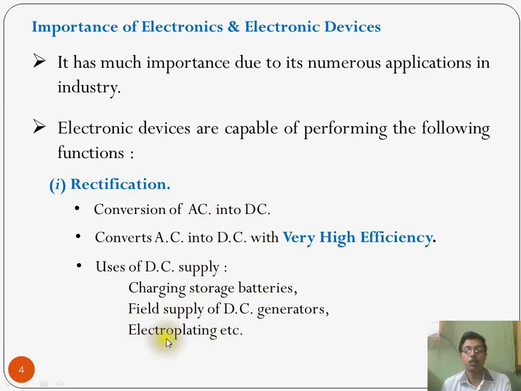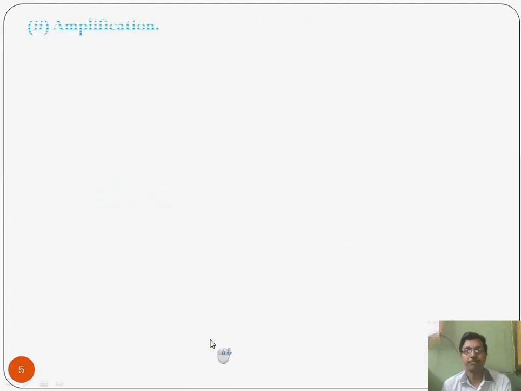Then the electroplating, which may be studied in our chemistry. For electroplating, if you want to coat any other colors on a plate, then we have to go for this method, electroplating. Here also we are using a DC supply.